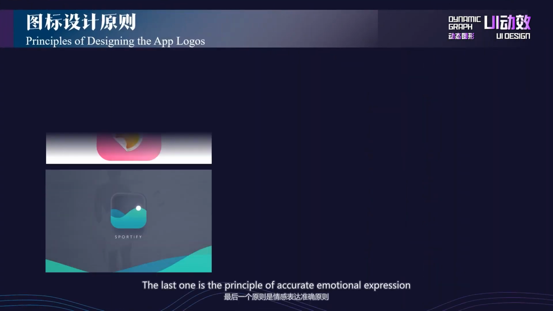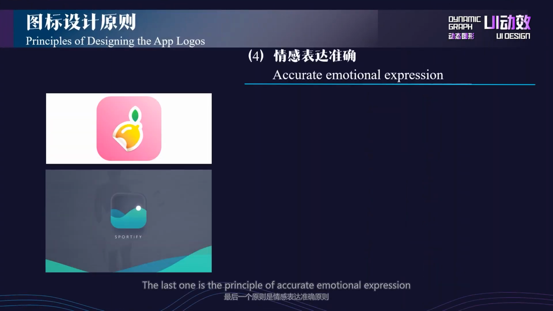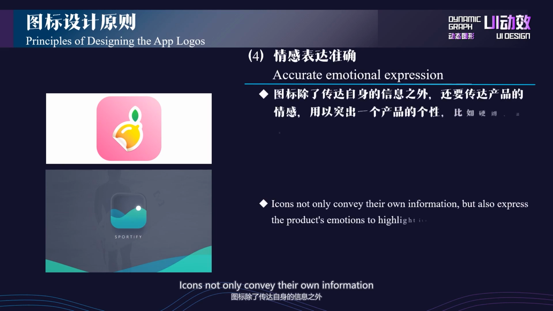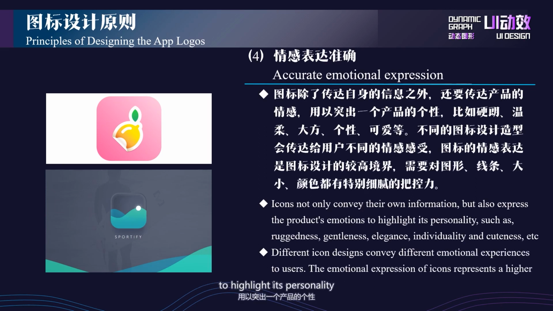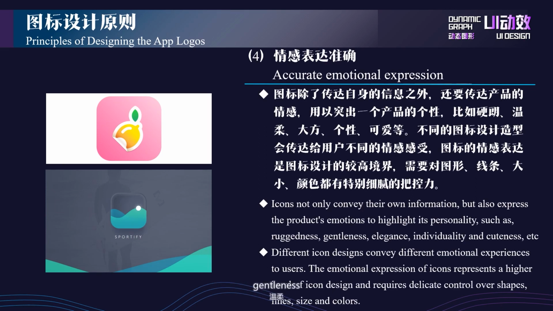The last one is the principle of accurate emotional expression. Icons not only convey their own information, but also express the product's emotions to highlight its personality, such as ruggedness, gentleness, elegance, individuality, cuteness, etc. Different icon designs convey different emotional experiences to users. The emotional expression of icons represents a higher level of icon design and requires delicate control over shapes, lines, sizes, and colors.